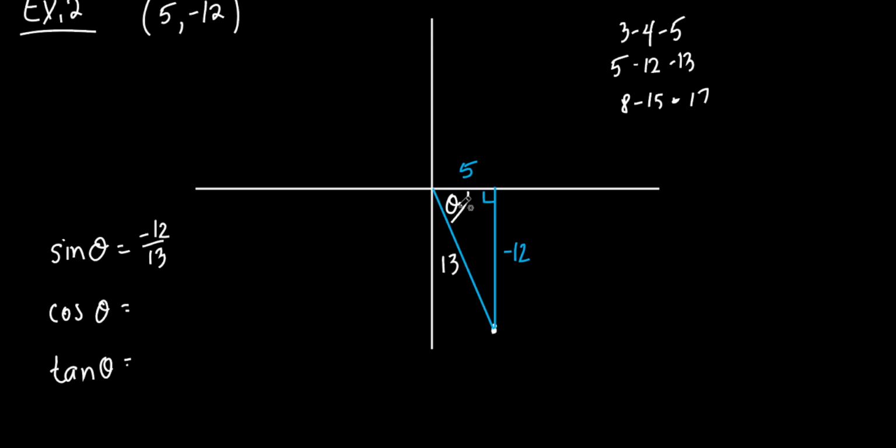All right, so cosine of this angle is what over what? 5 over 13. Okay, and then the tangent is opposite over adjacent, so it's negative 12 over positive 5.